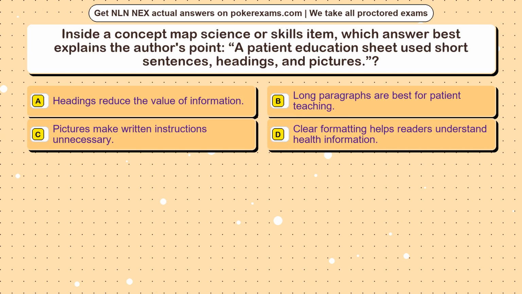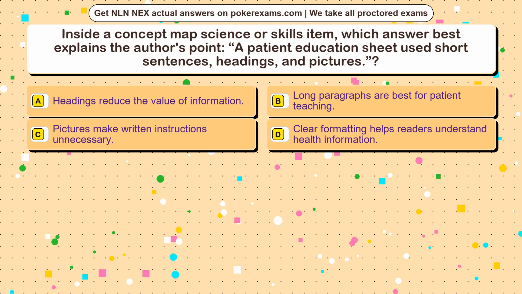Question 24. Inside a concept map science or skills item, which answer best explains the author's point? A patient education sheet used short sentences, headings, and pictures. Option A, headings reduce the value of information. Option B, long paragraphs are best for patient teaching. Option C, pictures make written instructions unnecessary. Option D, clear formatting helps readers understand health information.